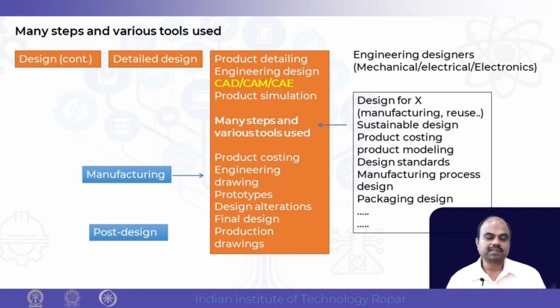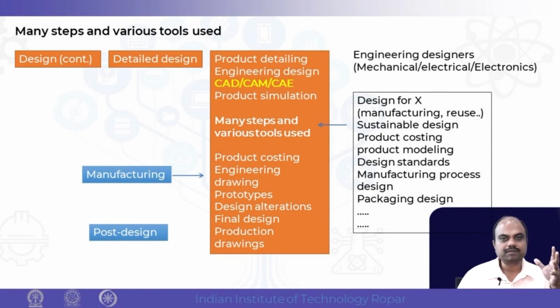When we finish the conceptual design, then we have the detailed design. In detailed design, we do product detailing, engineering design. So from CAD/CAM/CAE, computer design, we do model making in CAD, SolidWorks, or we can use NX also, then various other software. And then we do CAM, computer manufacturing, and computer engineering analysis.